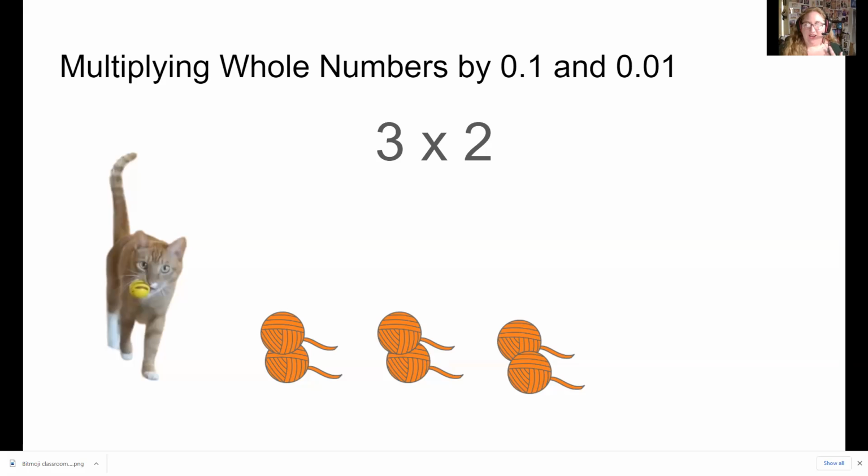Like if I bought 3 packages of yarn that each had 2 balls of yarn in them for my cat, there's Puck, that'd be 3 groups of 2, which makes 6. But you could think about it like 3 groups of 2, or I could make a different problem where it'd be 2 groups of 3. It's repeated addition. So let's remember that going into multiplying whole numbers by 1/10 and 1/100th.